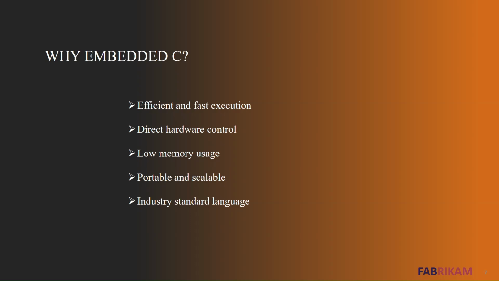Next is why embedded C is used. Embedded C is widely used because it provides fast execution and direct hardware control. It uses less memory and is portable across different microcontrollers. It is also an industrial standard language used in most embedded system applications.